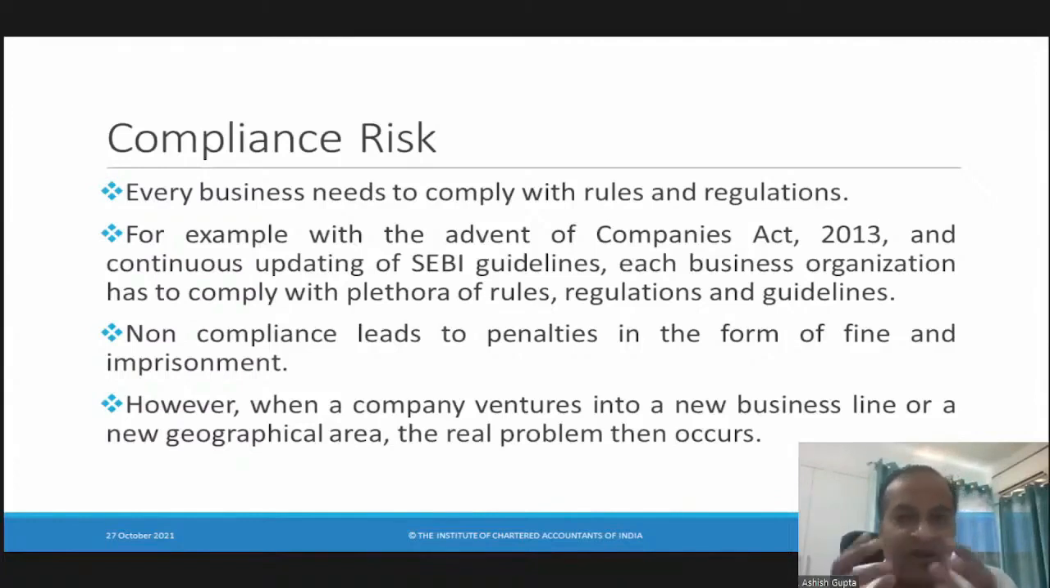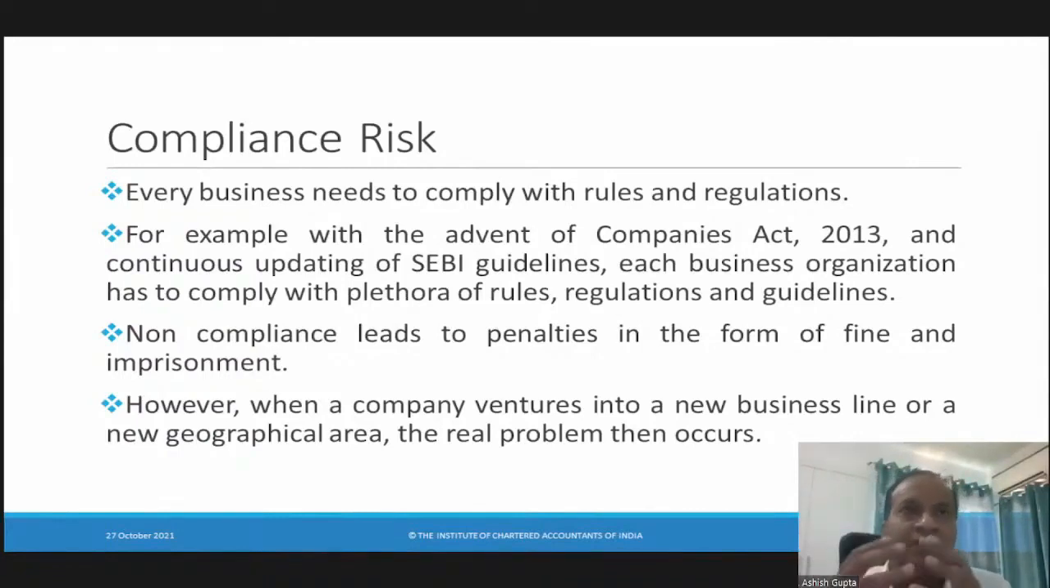So in case it does not comply with them, of course the penalty will be levied on us. And even in some cases, it has been seen that the key managerial personnel, KMPs, have even been imprisoned for the same. So it is very important that you see this, and this problem is mainly in cases where the company is entering a new business line or a new geographical area, because there you don't know exactly what rules and regulations prevail.